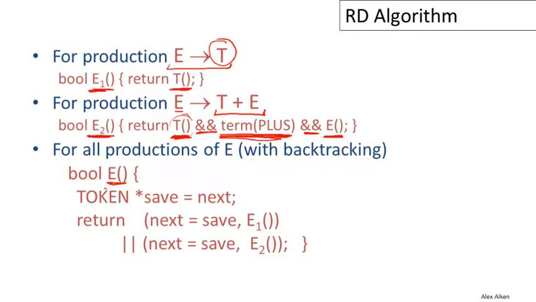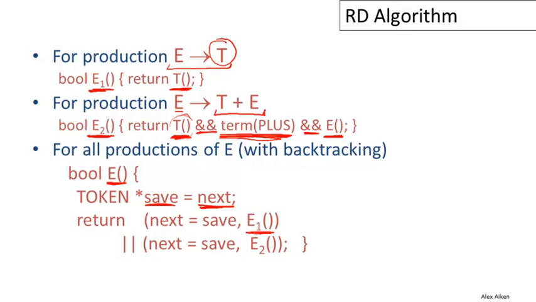And so the way we accomplish that is we just have a local variable to this function called save that records the position of the next pointer before we do anything. So before we try to match any input, we just remember where the next pointer started when this function was called. Okay? And now to do the alternative matching, we first try E1 and we see if it succeeds.